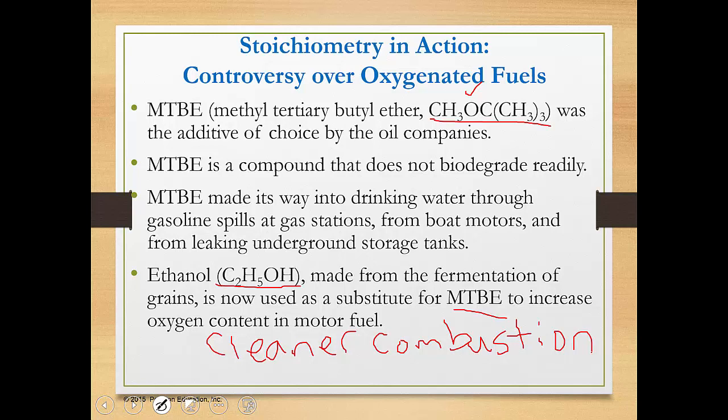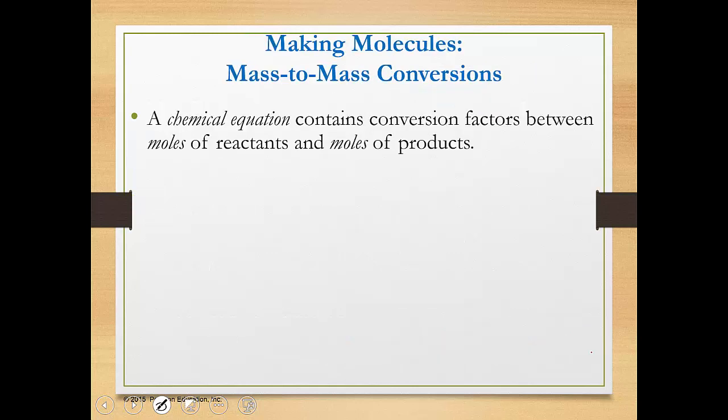The whole point of the ethanol is to give cleaner combustion. Ethanol wasn't originally used because it was more expensive than the MTBE, but since the MTBE became an environmental hazard, it became regulated, and that drives up the price. It makes it now economically feasible to use the ethanol. All right, just a little side note on that one.